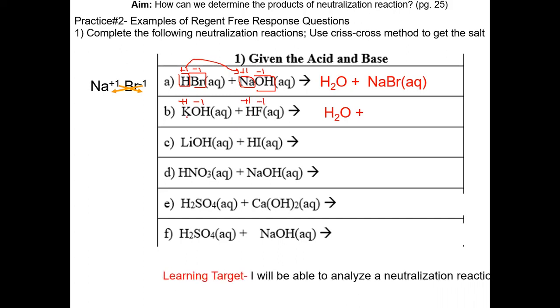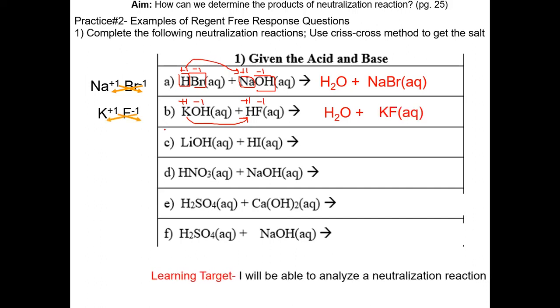So we're going to switch the potassium ion with the hydrogen ion. The hydrogen ion will combine with hydroxide ion to get H2O. The potassium ion will combine with fluoride ion to get the salt. Crisscross the charges to get the chemical formula. The chemical formula of the salt will be KF.